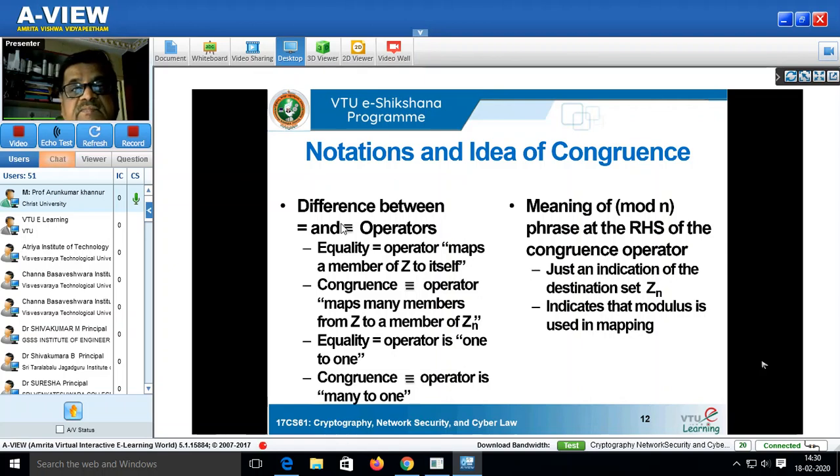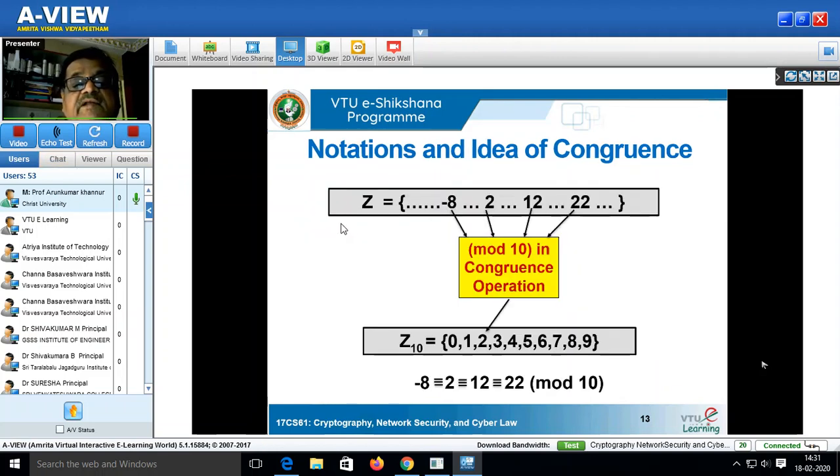Please note that in the congruence operator, mod n is not an operator. If you remember, in earlier modulus arithmetic, when we used mod n, it was an operator indicating consideration of the residue only. But here it is indicating the mapping between 2 sets, Z and Zn. How is it going to happen? That we shall see now.